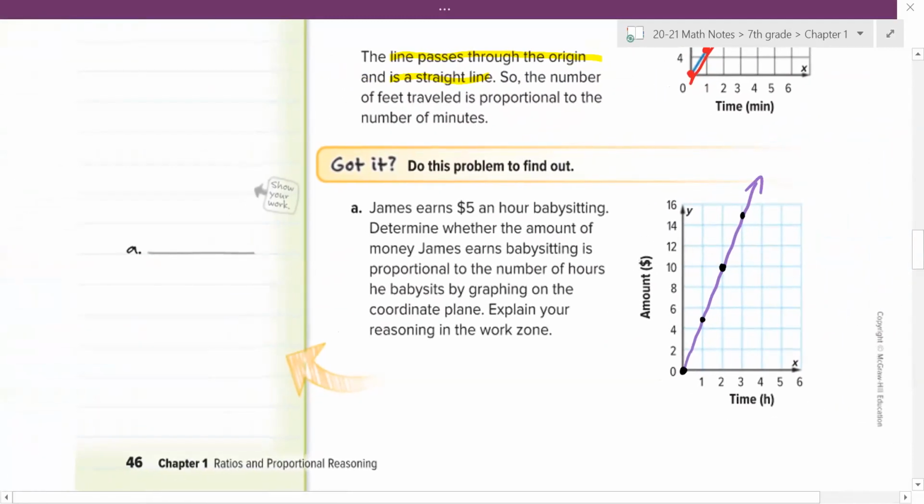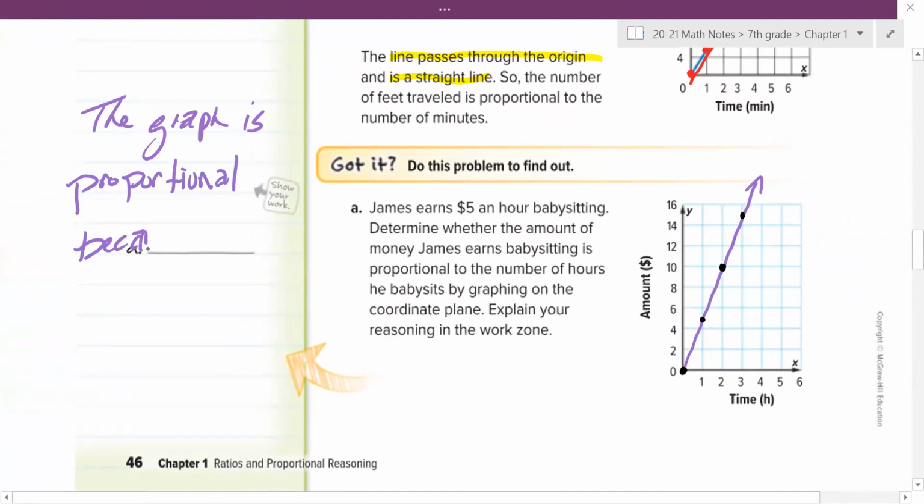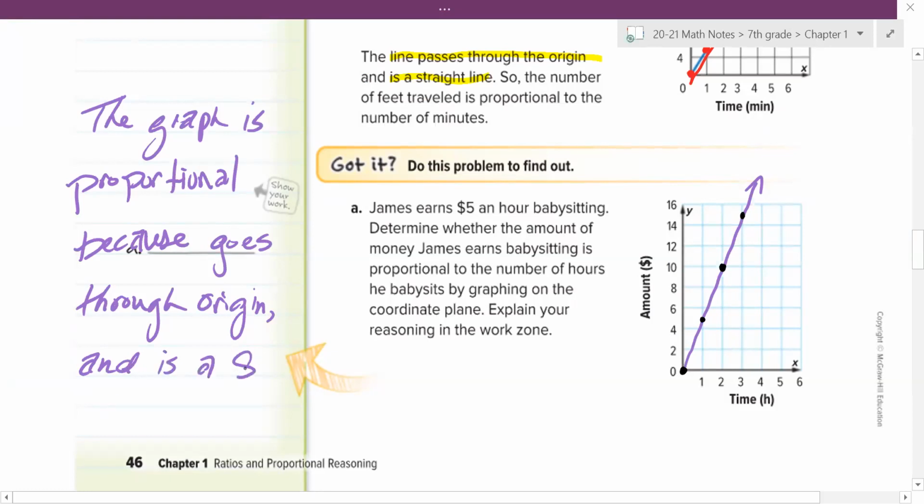So the graph is proportional because it goes through the origin. Now I'm skipping lines here just because I want you guys to be able to read it. Because it goes through the origin and is a straight line.